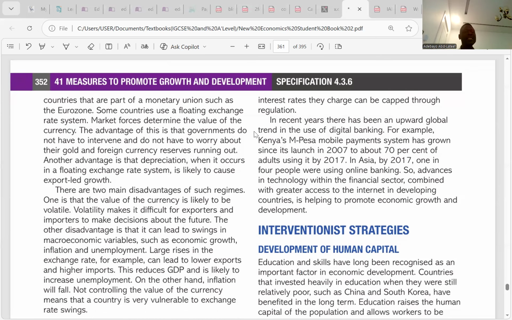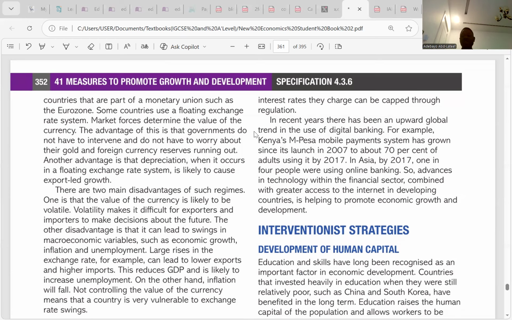And the second advantage is that if the free market decides to depreciate the floating exchange rate, it simply means the value of the currency would fall. And as a result of that, it might lead to what we call export-led growth. I think it's clear.